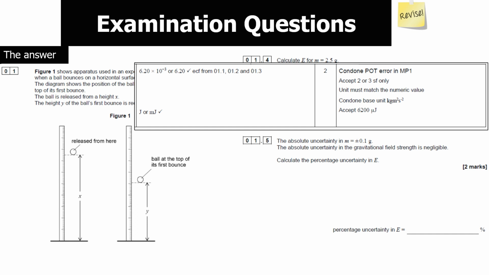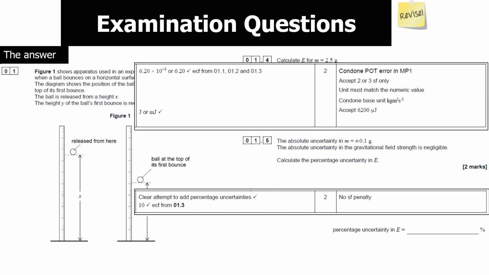Now how do you work out the percentage uncertainty in E? Well, E is equal to mgh_d. So therefore, what we've got is m and we've got h_d. Now g, it says, is negligible, so we're fine, but because we're multiplying those two values together, we'll be adding their percentage uncertainties. So we've got to work out the percentage uncertainty of m by doing the absolute over the total times by 100. We then work out the percentage uncertainty in h_d by doing the absolute uncertainty, which you had in the previous question, divided by the value times by 100. We then add the two together, and we get 10%.